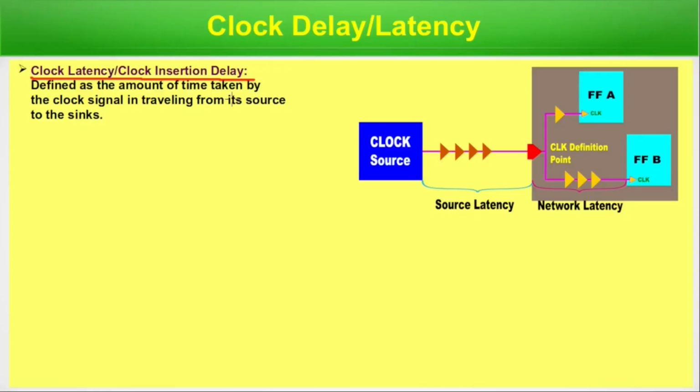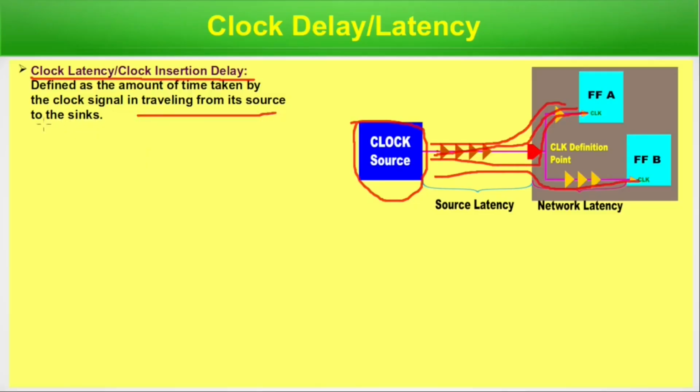Clock-dependent or clock-driven flip-flops are called sinks. If that is the clock source, obviously it will get connected with some flip-flops, and these are the flip-flops. So basically this is the path the clock signal would traverse from the clock source to flip-flop A, and that is the path for flip-flop B. So this is the clock latency. The time it requires to cover this finite path is the clock latency or clock insertion delay, defined as the amount of time taken by the clock signal in traveling from its source to the sinks.